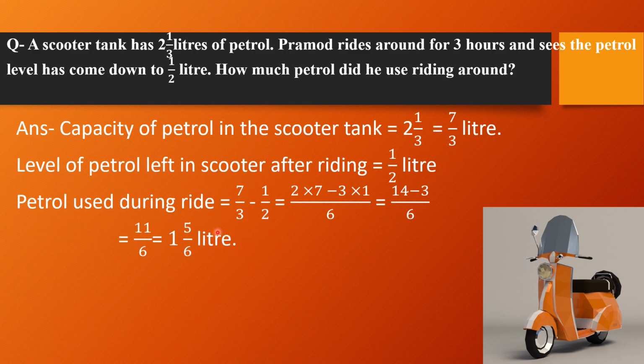Always remember to put the unit on anything. So now 1 and 5 by 6 liter of petrol was used. It means how much petrol did he use riding around? We will write the final answer. Pramod used 1 and 5 by 6 liter of petrol.